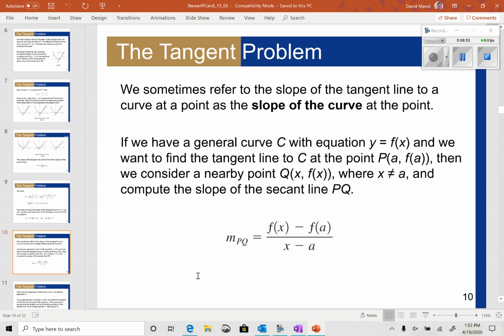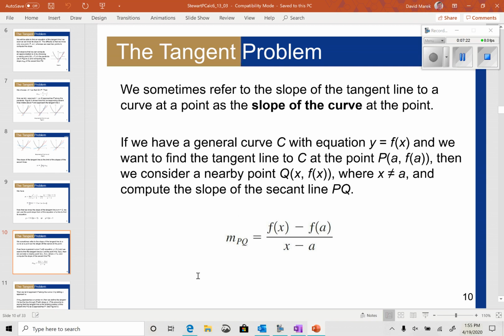Sometimes, again, the slope of the line tangent to the curve at this particular point is an awful big mouthful. Sometimes we refer to the slope of the tangent line to the curve at a point as simply the slope of the curve at that point. Okay, again, a curve doesn't technically have a slope. This is just a shorthand version of it there. So then we get, oh, does that look somewhat familiar there?